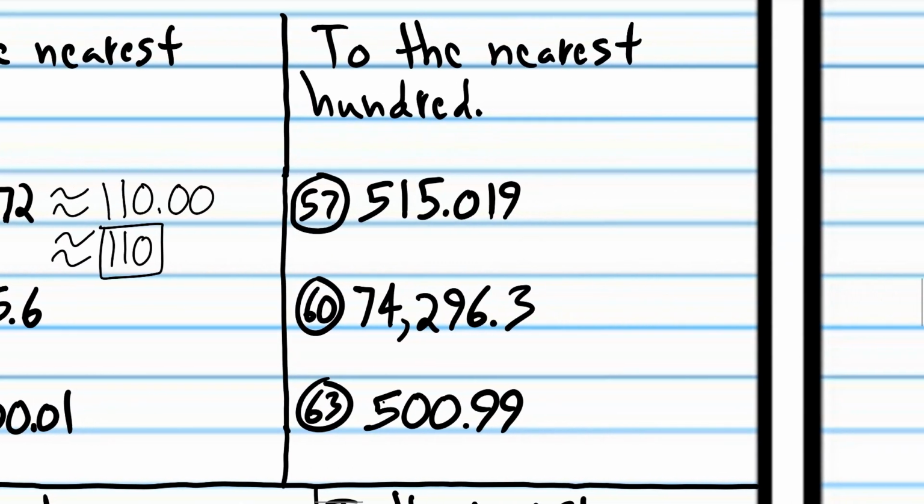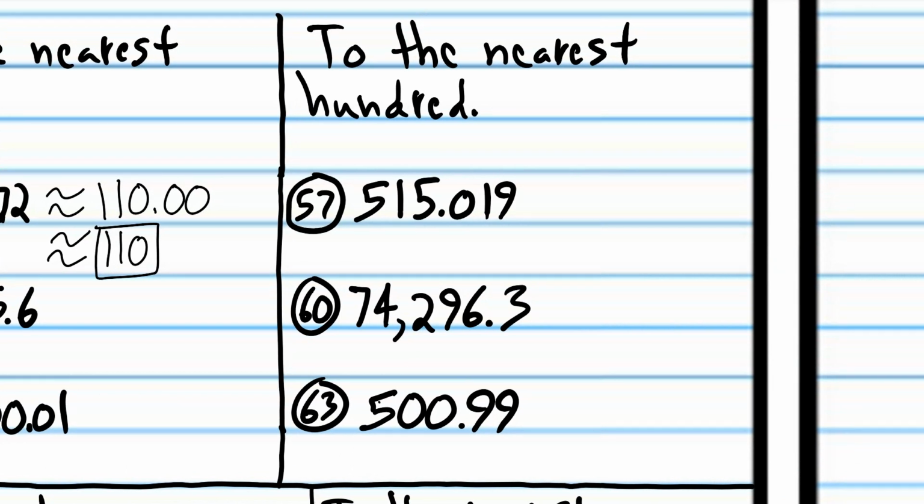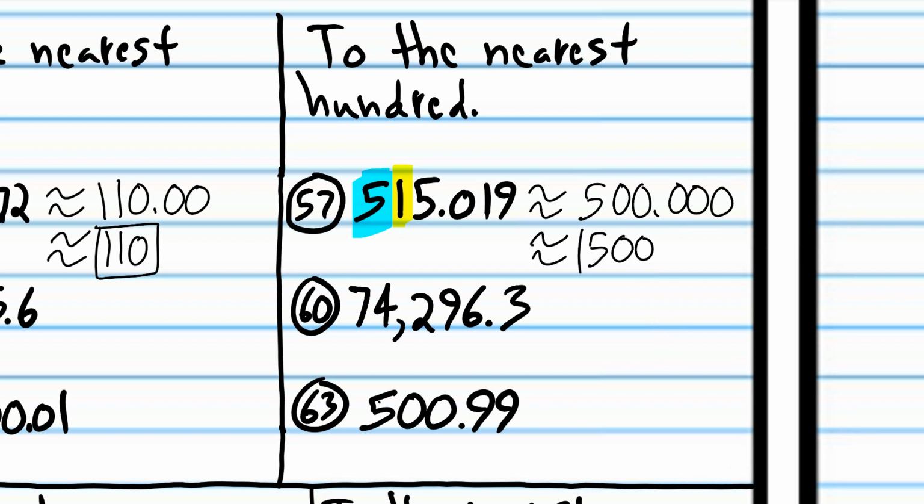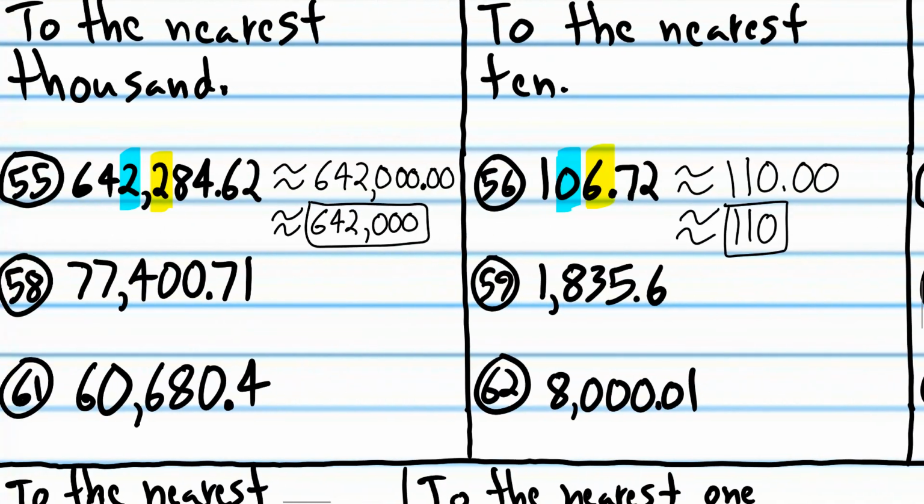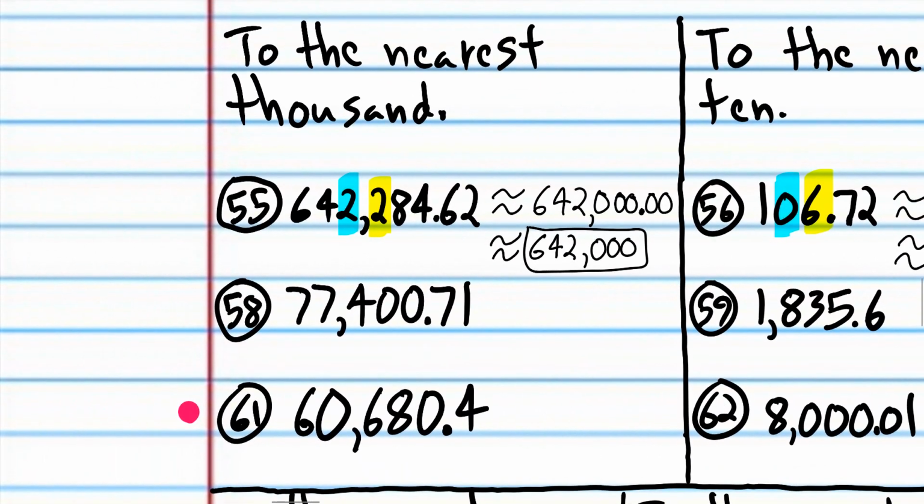Try number 57, and when you come back, we'll do it together. All right, we're back. Here's the hundredths place. The yellow number tells us to round down, so that means the blue number stays the same, and the yellow number and all numbers to the right of the yellow number, they go to 0. But we don't need to write the ending zeros to the right of the decimal, so we can just write 500. If you got 500, good job. Why don't you try number 58, and when you're done, we'll do it together.